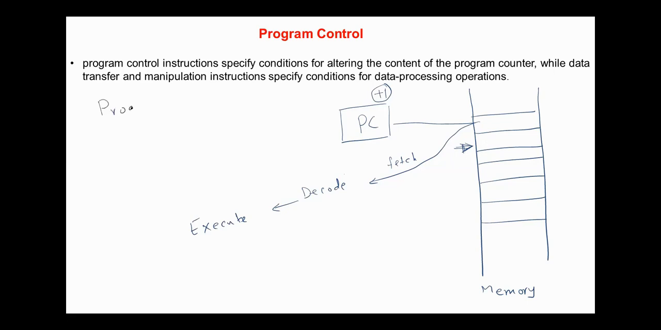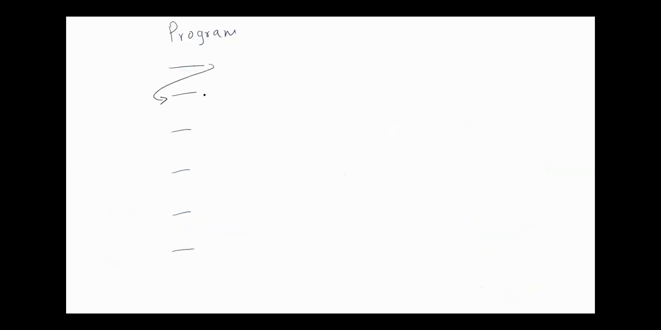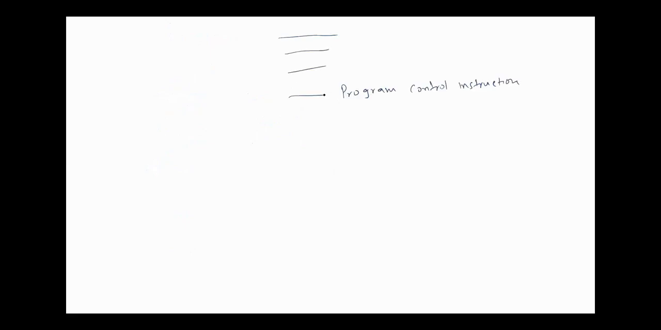Suppose that we have here the program, so instructions are executed one after another, and we can call this flow a normal flow of execution. So the normal flow of execution will fetch and execute the next instruction in sequence. Program control instruction may change the address value of the program counter and cause the flow of control to be altered. So here we have a transfer of control instruction.